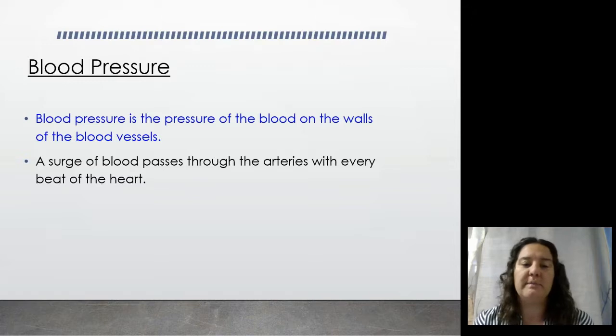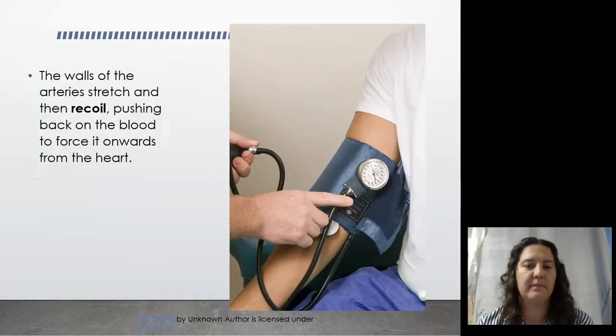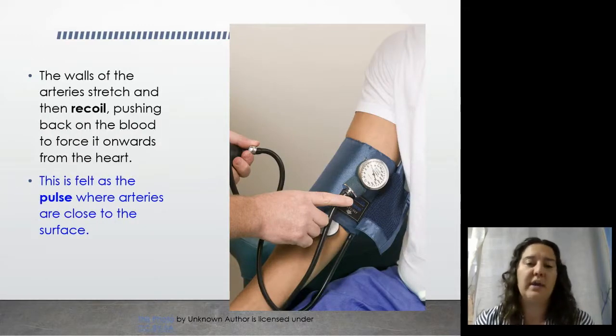So your blood pressure is the pressure of the blood on the walls of the arteries. A surge of blood passes through the arteries with every single beat of the heart. So this is where we measure the pressure in the circulatory system. The walls of the artery, again, remember they're thickly muscled, are going to stretch and then recoil, pushing back on the blood and forcing it onwards away from the heart. And this is felt as a pulse when the arteries are close to the surface, like in your wrist or in your neck.